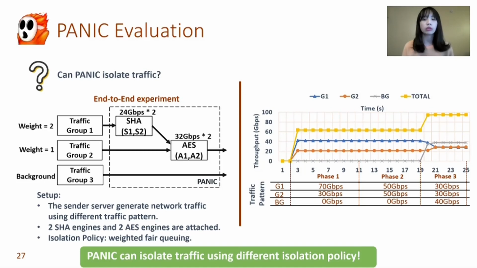In phase 2, although the sending rate for group 1 drops to 50 gigabits per second, it does not change the receiving rate, since AES is still the contended offload. In phase 3, both group 1 and group 2 sending rate drop to 30 gigabits per second, and the AES is no longer the bottleneck, thus the receiving throughput for group 1 and 2 is now the same as the sending rate. With this example, it shows Panic can isolate traffic using different policy. For more results in different policy, please check our paper.